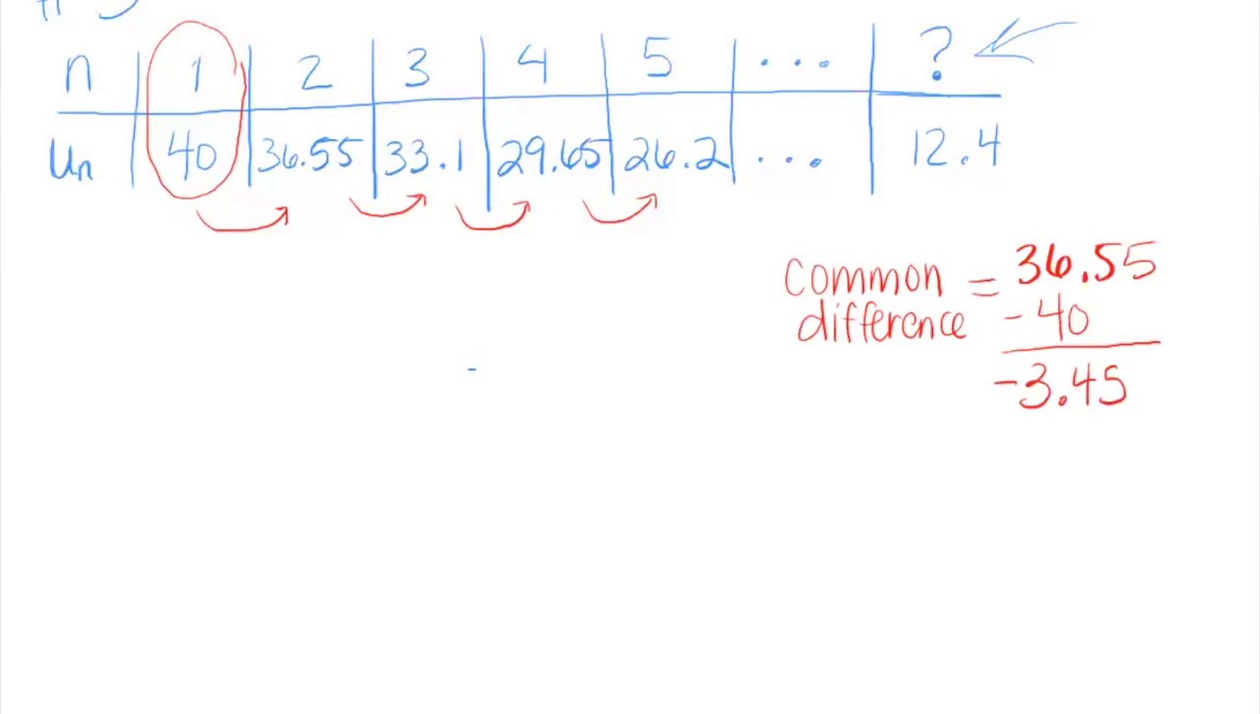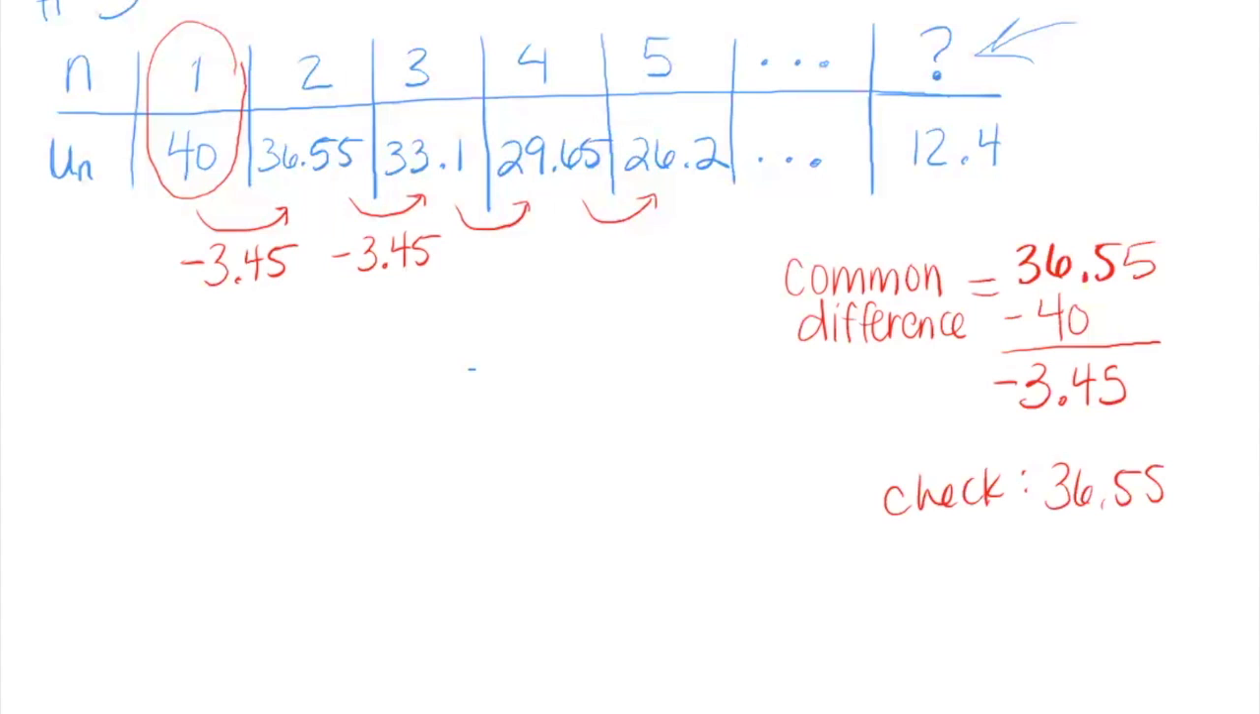And then I should check and see if that works for all of them. If I subtract 3.45 from the first term, I'll get the second one. Then I can check it. If I subtract 3.45 from the second term, will I get the first term? And we'll just check it on the side.